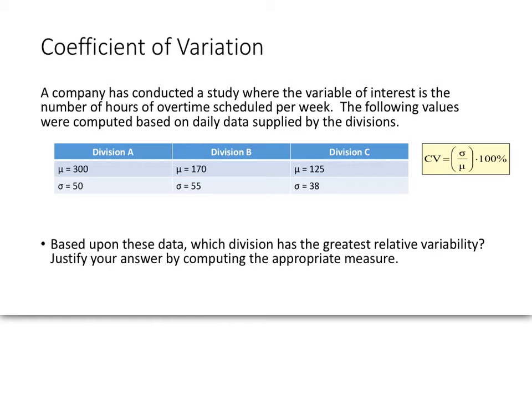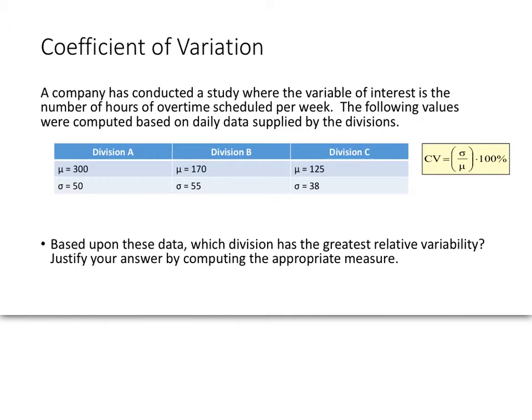This problem is a coefficient of variation problem. This is another method of being able to compare data from different populations. It uses some of the same components as a z-score, but in this case we don't have a sample data point to work from. We're just given the historic long-range mu and sigma. So the mean and standard deviation.